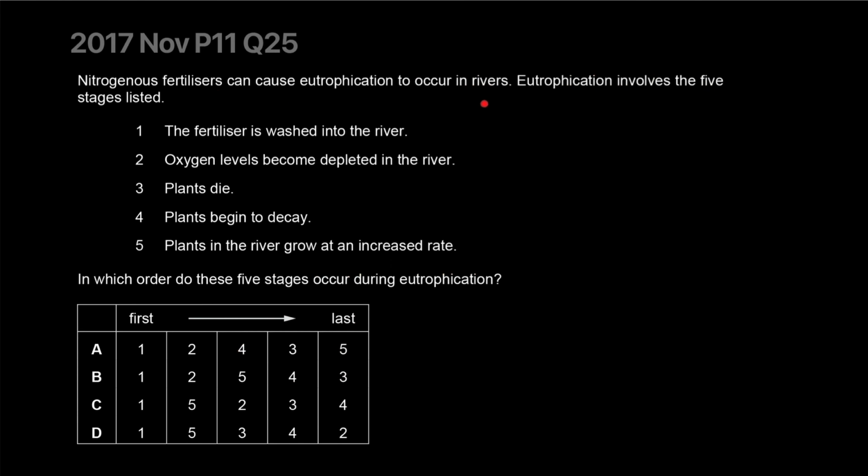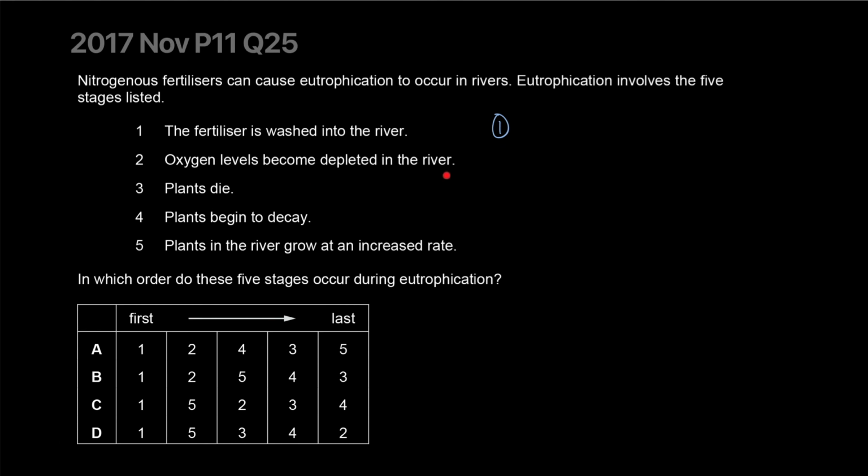Nitrogen as fertilizers can cause eutrophication to occur in rivers. Eutrophication is essentially you have nitrogen-based compounds in the fertilizer which can be washed away into the rivers and they'll settle somewhere in a lake or somewhere, right? And it causes a surge of plant life over there which depletes the oxygen levels in the water, which causes all of them to die, and then increases the bacteria as well because there's a lot of dead plant, right? So first what's going to happen is the fertilizer, of course, will be washed into the river. That's the first step.